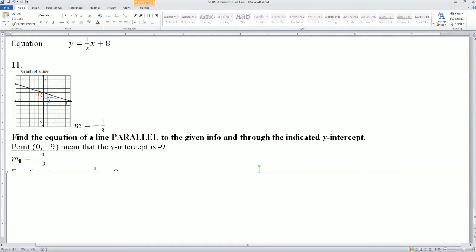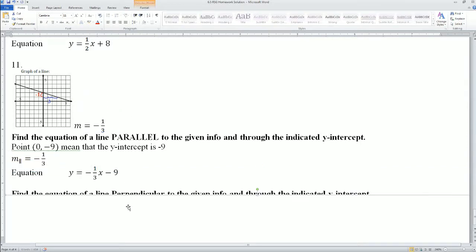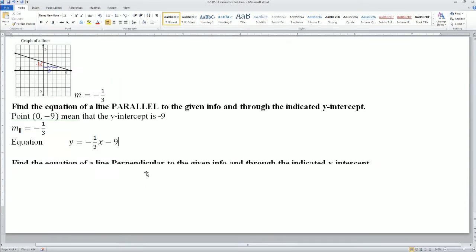Again, parallel means same slope. So y equals negative 1/3 x minus 9. How do I get the negative 9? The negative 9 goes here. Where do I get the negative 1/3? The negative 1/3 goes there.